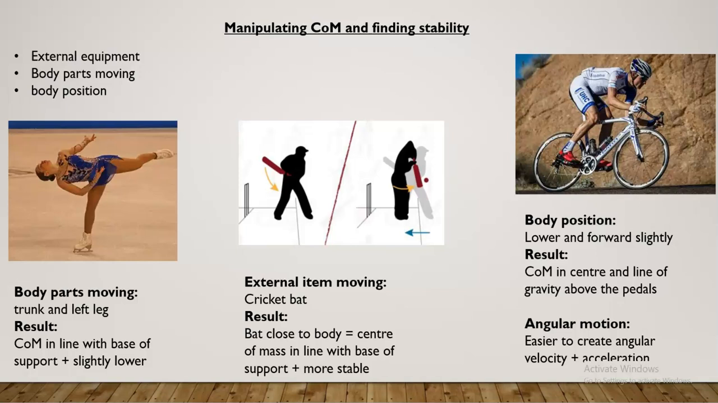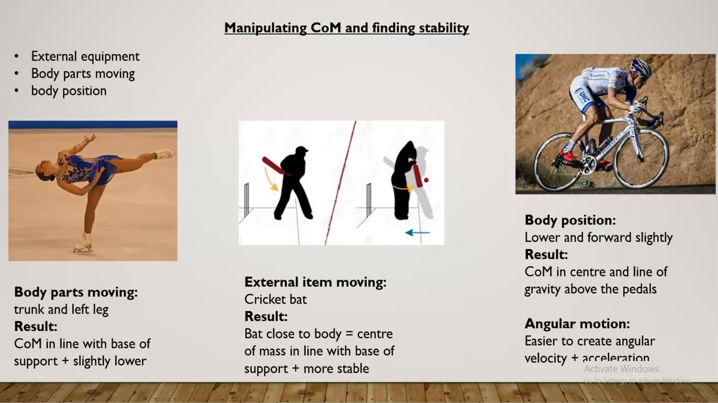An example of an athlete manipulating their own center of mass could be a figure skater performing a camel spin, where they have to lean their head over and stick their leg out so they distribute their weight in a way that the line of gravity still goes through their base of support and keeps them stable.